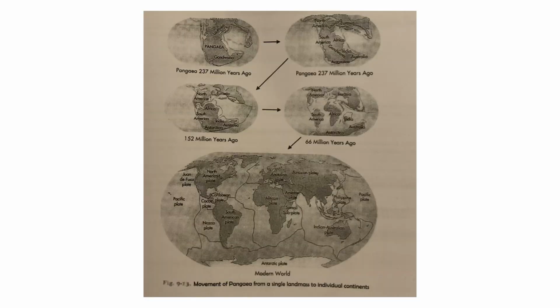The configuration and distribution of ocean basins have changed with the movement of plates during geologic time. This diagram depicts the formation of ocean basins alongside the breakup of the supercontinent Pangaea.